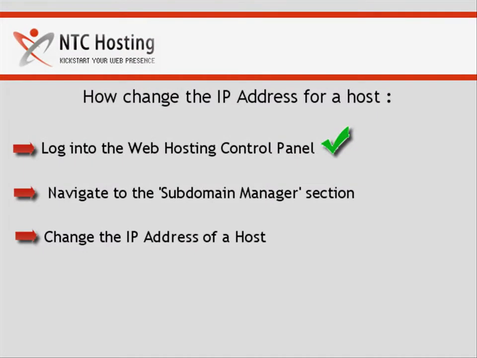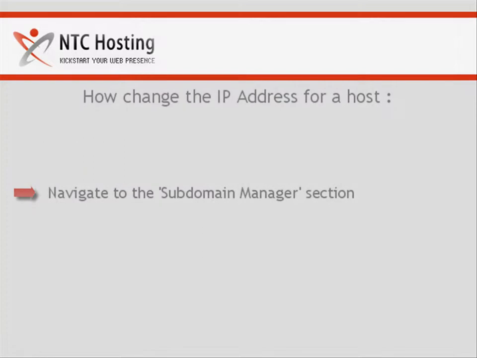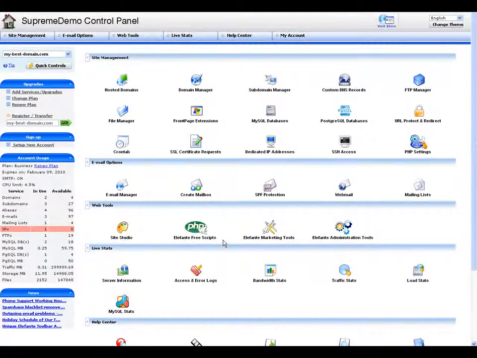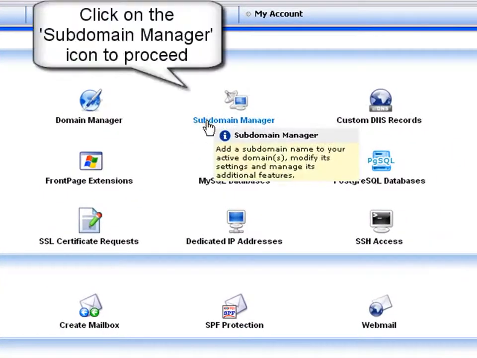Now I will show you how to navigate to the Subdomain Manager section. In the control panel, click on the Subdomain Manager icon, located in the Site Management section. This is where you will be able to change the IP address for a certain host.